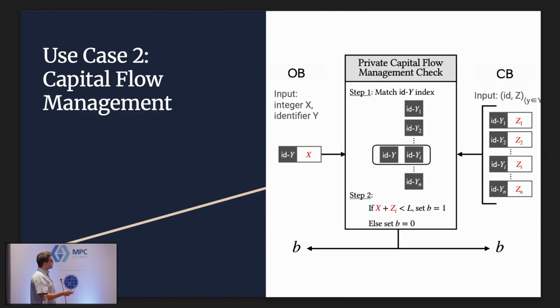The first stage is to match the identifier provided by OB with a certain element in CB's list. And the second stage is to read the integer that's in that particular location of the list and perform a sum, like check if X plus Z sub I, where Z comes from the second list, is less than a public limit L. If so, set the output to be 1, otherwise set the output to be 0, and return the output bit to both parties. Of course, this is a two-party functionality, so you can think of outputs being adversarially delayed.